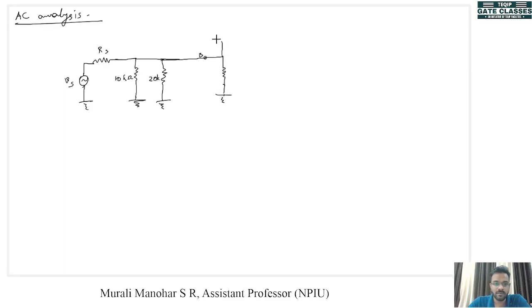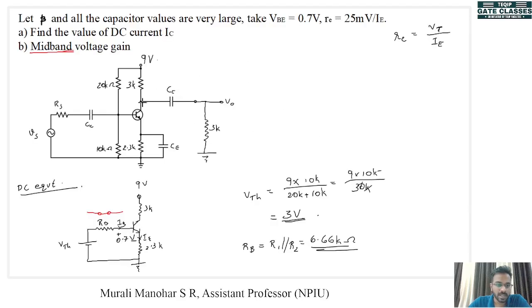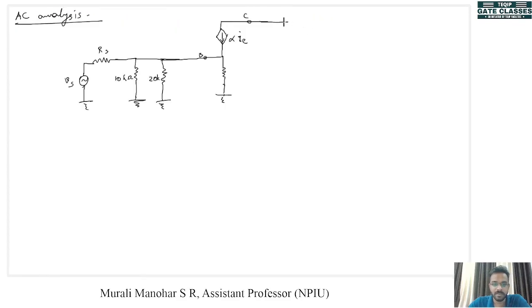Now here we have alpha IE, because we don't know beta. This is alpha IE, and this is the collector, and across the collector we have this 3K. This is 25 ohms. This is 3 kilo ohms, and between this point and ground we have our V out.